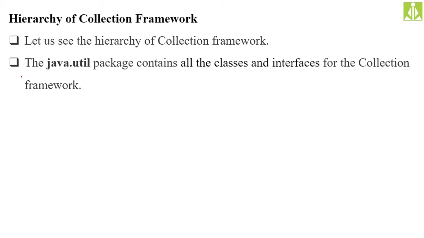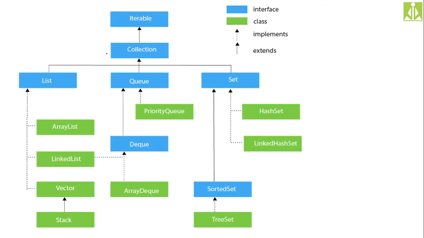Okay, and all these classes we are talking about here under the collections framework are part of the java.util package. Under the java.util package only, we have the collection framework classes. The java.util package contains all the classes and interfaces for the collection framework. Okay, this is the hierarchy of the classes. As you can see at the top, we have the Iterable interface.